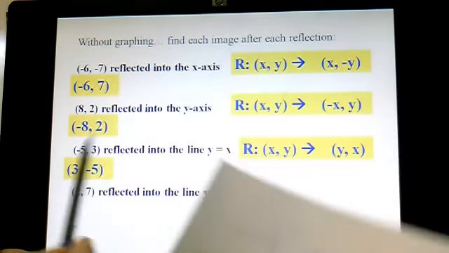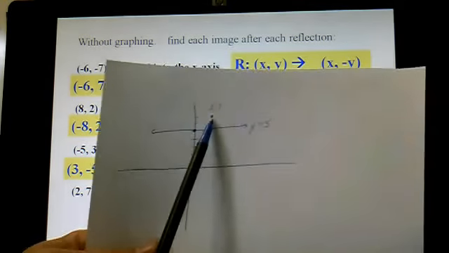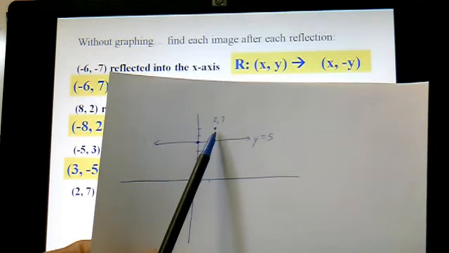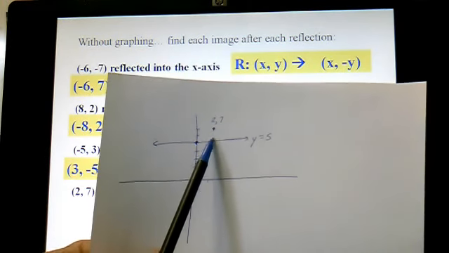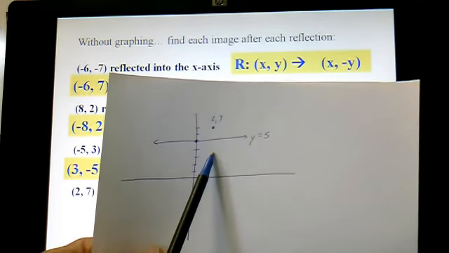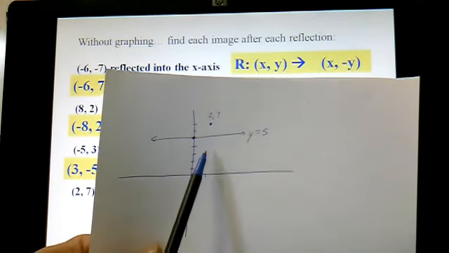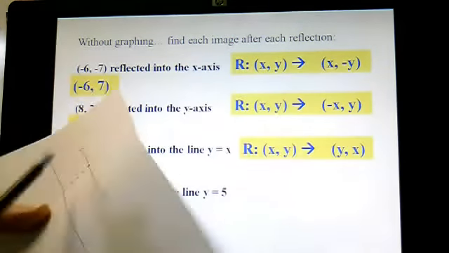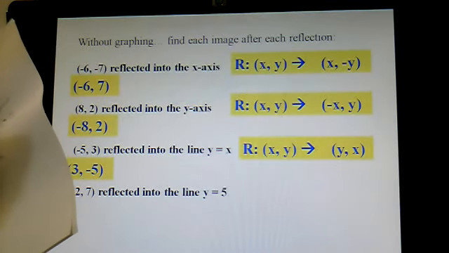There was the point 2, 7 that was given. 2, 7 is up here. All you really got to do is think about it. If you're reflecting over this line, how far from the mirror is it? It's 2 units away. So it's going to be 2 units away down here, and then the coordinates at that point. So it's a vertical reflection.